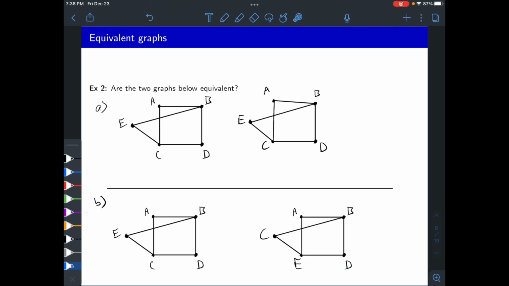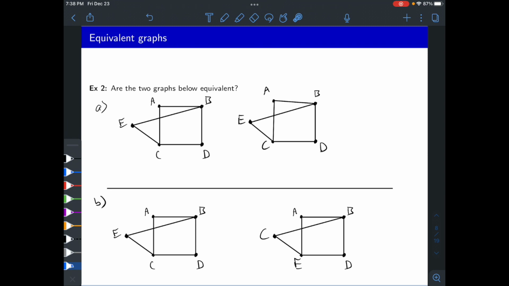Over here, though, these are not recording the same information. For example, A is connected to B and C, but over here, A is connected to B and E, so not C. Because these two graphs are recording different information, they would not be considered equivalent.